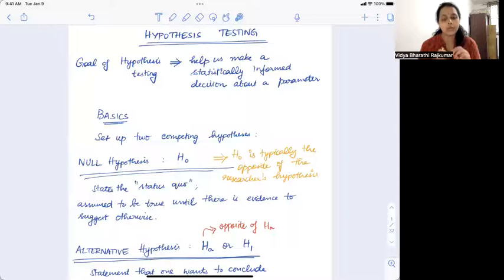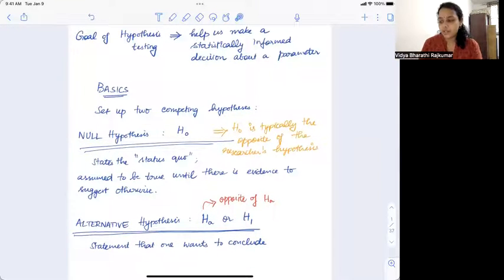Formally, we begin the process by writing down two statements. One called the null hypothesis, the other called the alternative hypothesis. So we write down two hypotheses. The first one is called the null, also referred to as H0. Now, null is usually the status quo. And the null is defined in such a way that we assume the null to be true until we have evidence to prove otherwise. I'll give you an example in just a second.